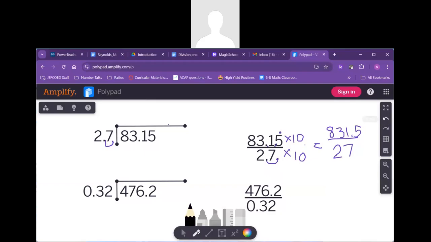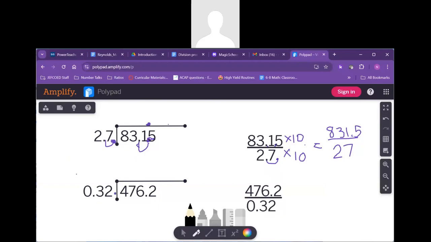And you may want to, when you do this on your own paper, if it's messy, probably not as messy as it is for me, then you can just rewrite your division problem. But when you move that decimal point in your dividend, remember to bring it straight up. Okay. Or remember, you can just rewrite your problem.